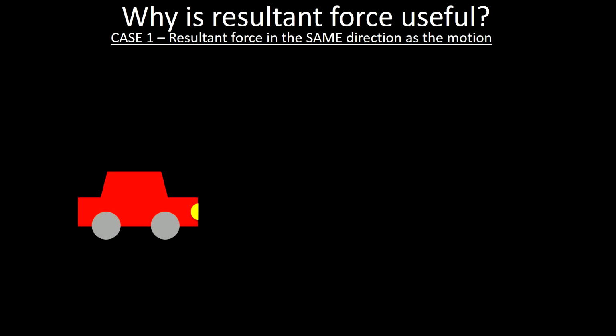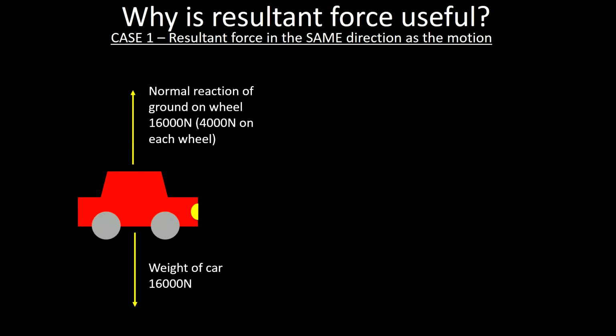So if we have a car on a road, wonderful artwork, I know, we've got the downward force being the weight of the car, an upward force from the reaction force of the ground on the wheels, and as long as the car is not starting to fly off into the sky or starting to sink into the ground, then those two will be equal.